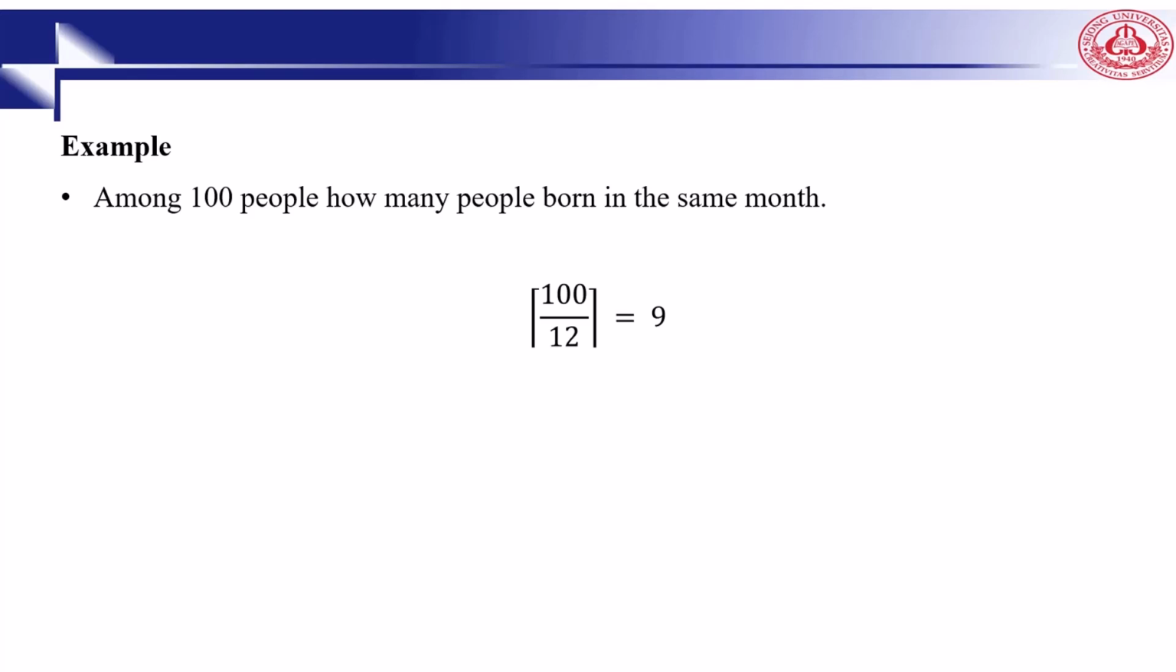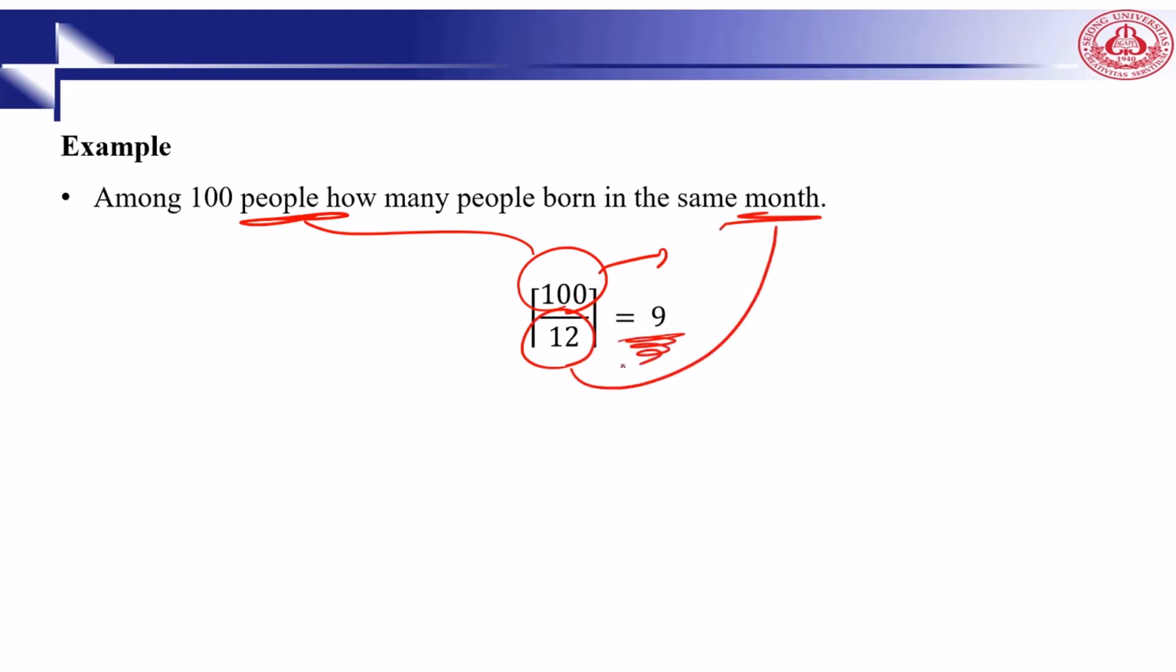Example: suppose we have 100 people and we want to check how many of them were born in the same month. So 100 is the number of people here, and 12 is the number of months. So the ceiling of 100 divided by 12 is 9.